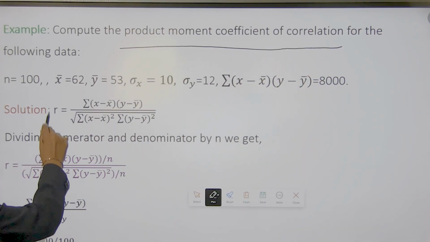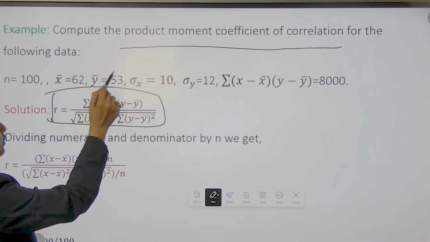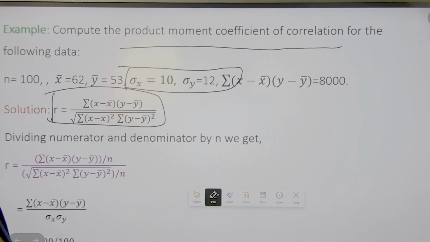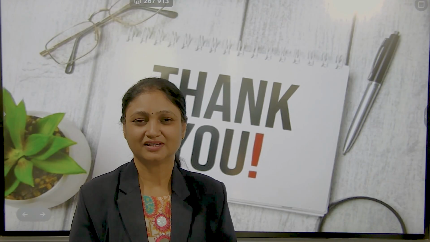It is calculated using this formula where we have been given the standard deviation of x and y. So this is all about the correlation coefficient, which is calculated using the direct method and deviation method. Using the different formulas, we can calculate the correlation coefficient.